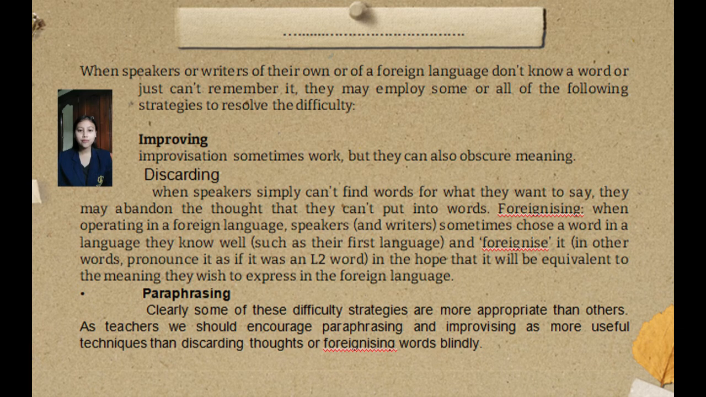The first one is improvising. Speakers sometimes try any word or phrase that they come up with in the hope that it is about right. Improvisation sometimes works, but they can also obscure the meaning. The second one is discarding. When speakers simply can't find words for what they want to say, they may abandon the thought that they can't put into words. The third one is foreignizing.